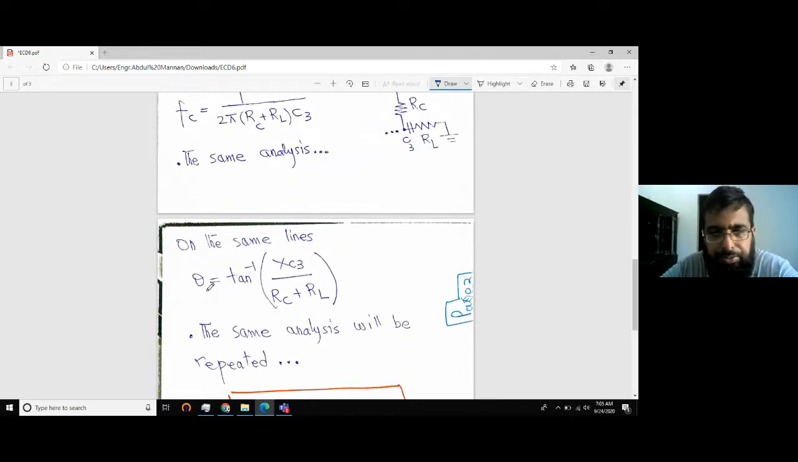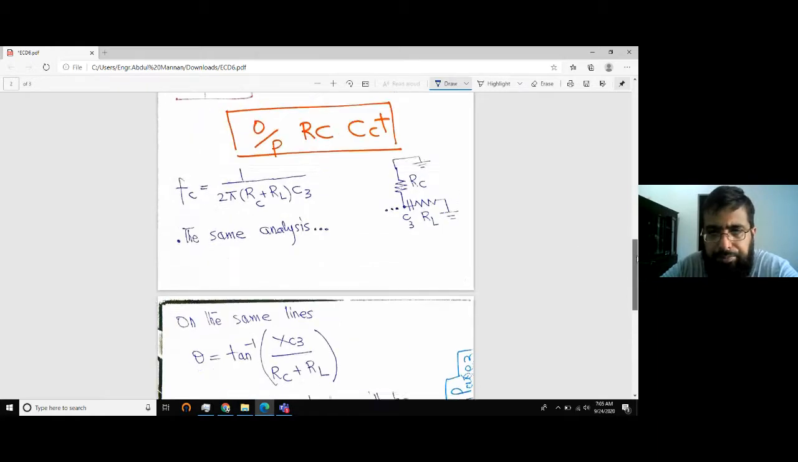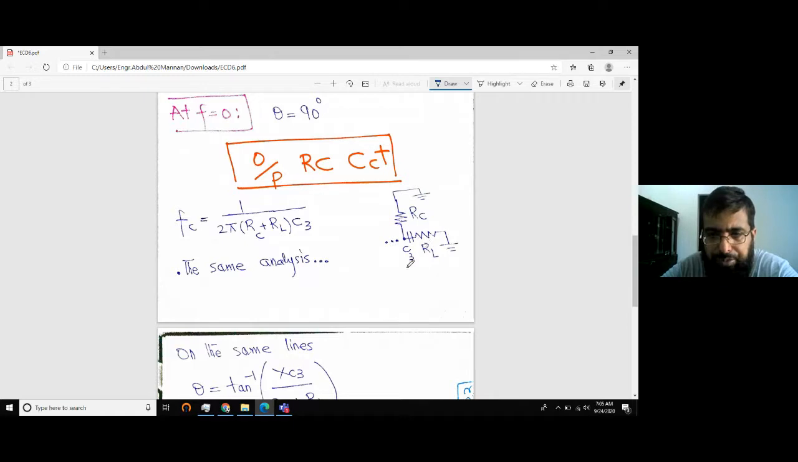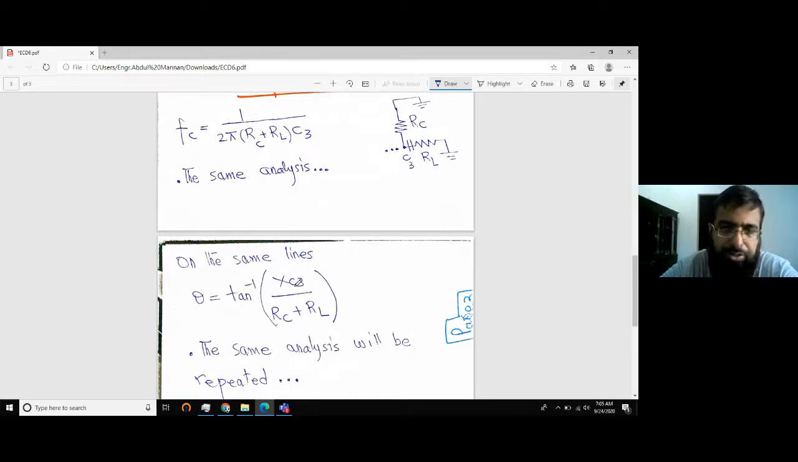So the phase lag introduced by this XC3 and this network composed of C3 and the series combination of RC and RL is the inverse tangent of XC3 over RC plus RL.